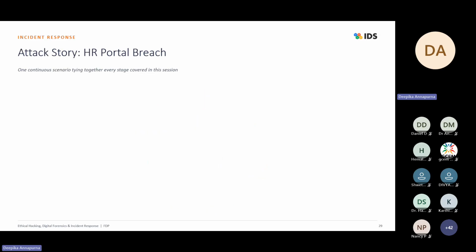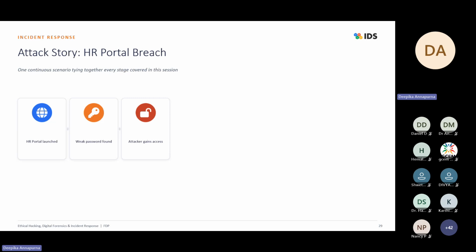So let's see an attack story of an HR portal breach. Let's say an HR portal has been launched. So what does the HR portal do? Employees use it for leave applications and salary slips, and personal information will be there in the HR portal. One employee chooses a weak password, let's say welcome123 or password123. So an attacker can easily guess the password, right? The attacker guessed the password.